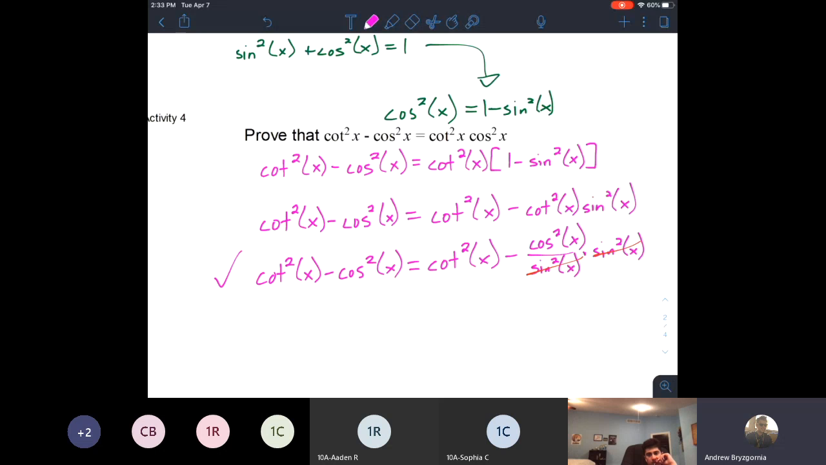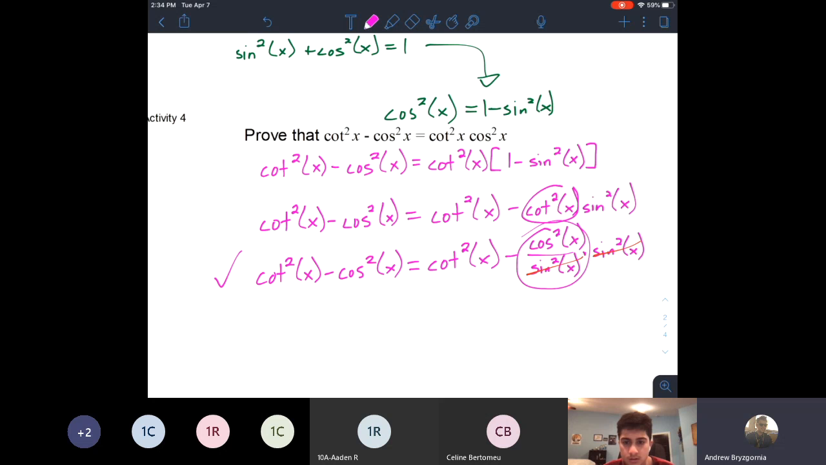And there we go. That's it. Well, where'd you get the minus cotangent squared? Oh, because cotangent squared here is the same thing as cosine squared over sine squared. Wait, does that make sense? How did you get from the first one to the second one?